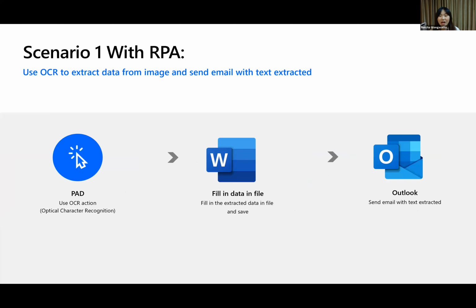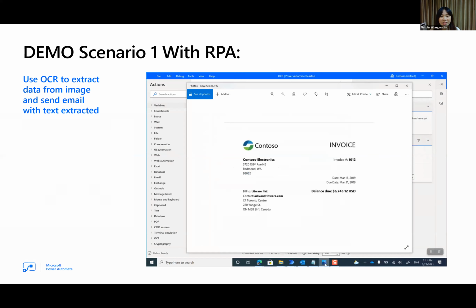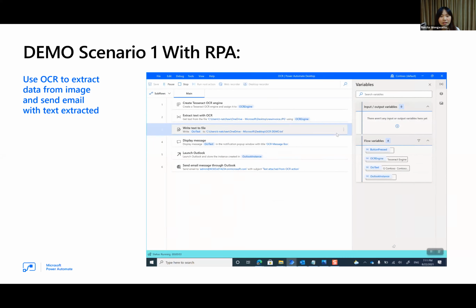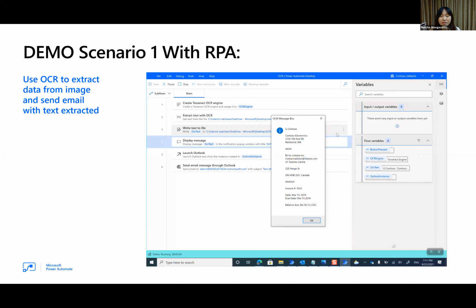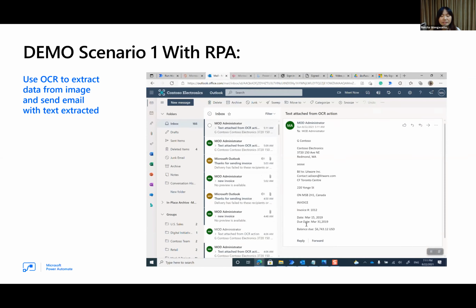Now, with the power of automation, there are only 3 steps that you need to do. First, use the OCR actions in Power Automate Desktop, fill in the data in the file, and then use the Outlook actions to send the email back with the text extracted. So I'll show you in this video how Power Automate can do this task for you. As you can see here, this is the image that we want to extract the text from. Then we just click the play button. And here is a pop-up message that shows you the text extracted from the image. And it will automatically send the email for you with the text extracted from the image file.